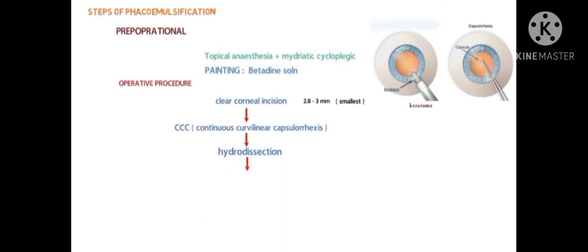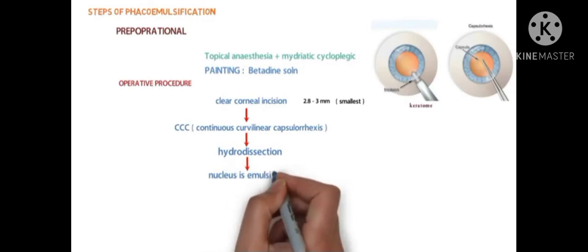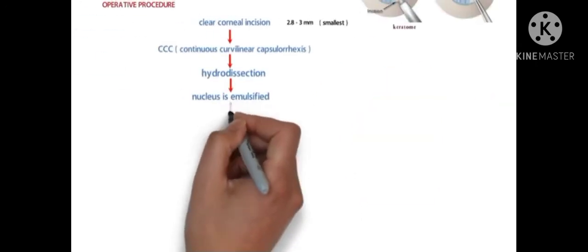After that, we do emulsification of the nucleus. In emulsification of the nucleus, look over this diagram. This is the titanium needle, which vibrates by a piezoelectric crystal, and it vibrates at ultrasonic speed, about 40,000 times per second, and that's why there is emulsification of the lens. So here we have the emulsified lens.